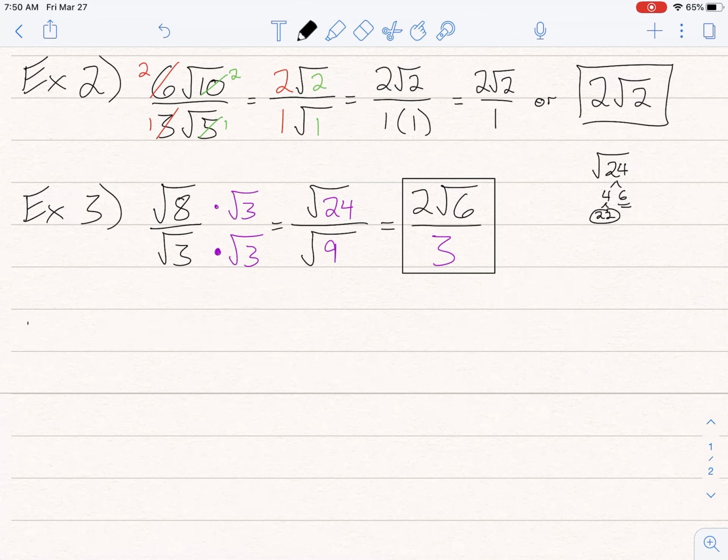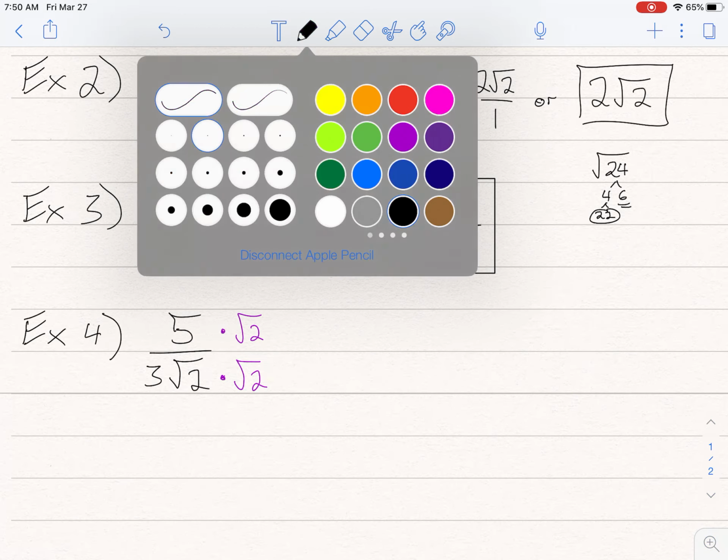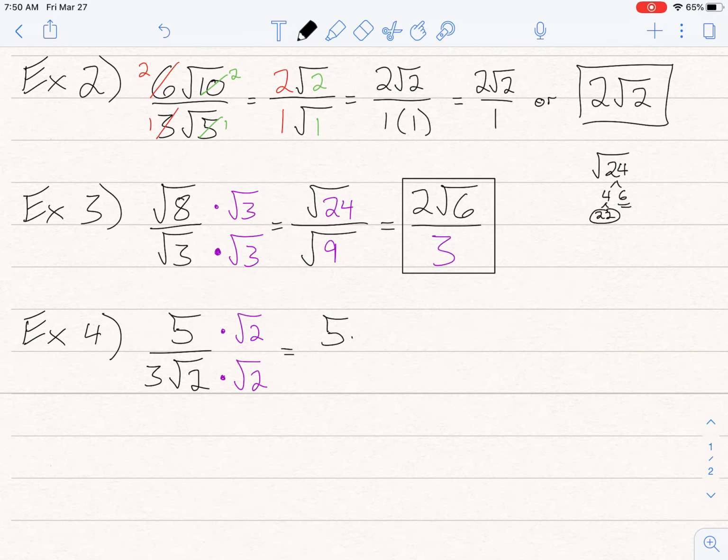Let's do another example, one that's a little bit longer here. I have 5 over 3 square root of 2. Just like in the last problems, we would look to see if we can simplify anything. We can't quite yet, so I'm going to multiply by the square root of 2 to the numerator and multiply square root of 2 to the denominator as well. I get 5 times the square root of 2 in the numerator, and then in the denominator I get 3 times the square root of 4.